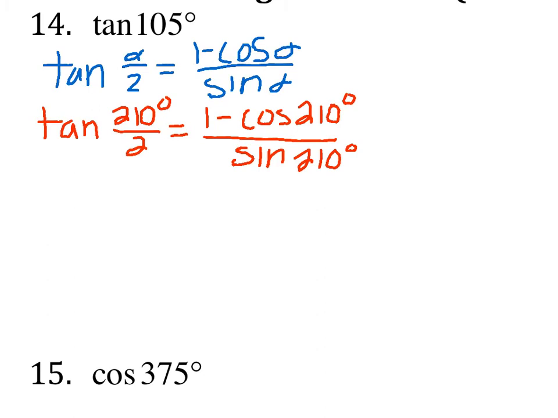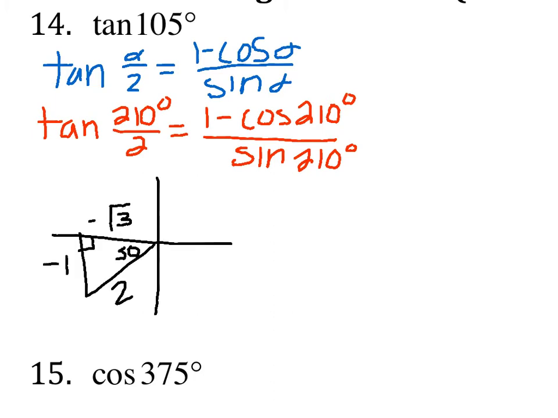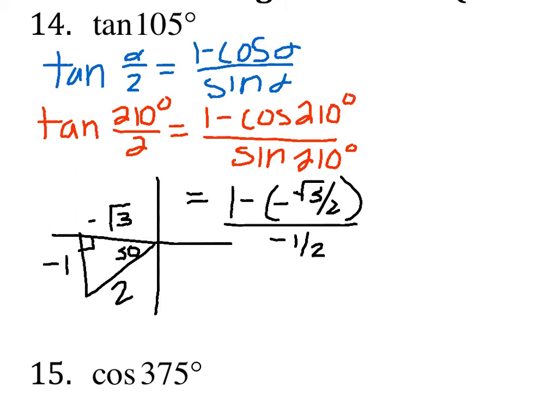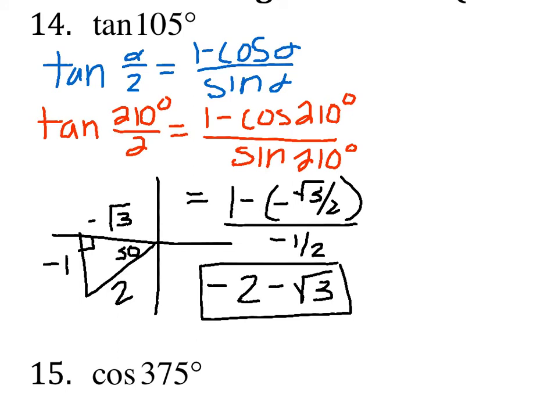A lot of you may have these values memorized. I'm going to go ahead and draw out a triangle, though, just to make sure that we all understand where I'm going to get these numbers from. So 210 is in quadrant 3, and it's 30 degrees past the x-axis. So this is 30, which makes us negative 1, negative radical 3, and 2. So I get 1 minus negative radical 3 over 2 divided by negative 1/2. We know that dividing by a fraction is like multiplying by the reciprocal. So I'm just going to multiply both of these terms by negative 2. So 1 times negative 2 is negative 2. Radical 3 over 2 times negative 2 is negative radical 3. So this is our final answer.